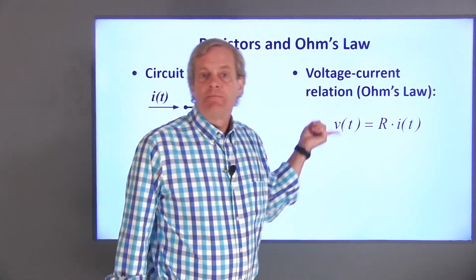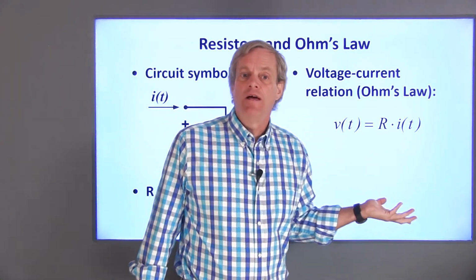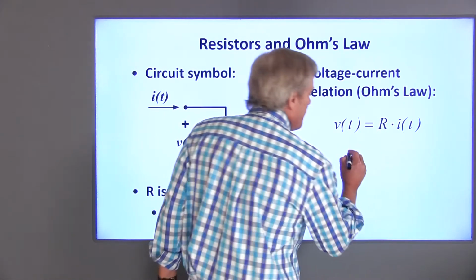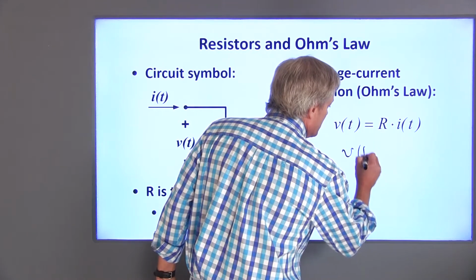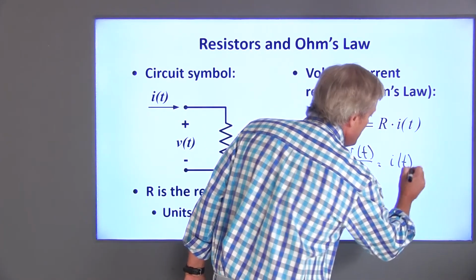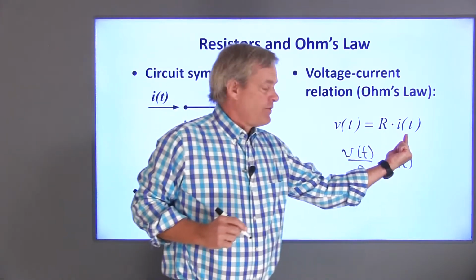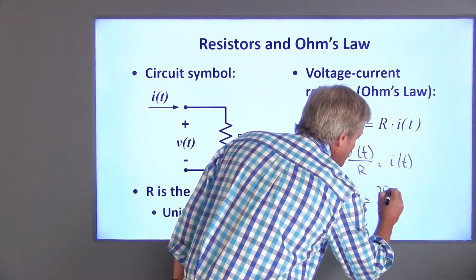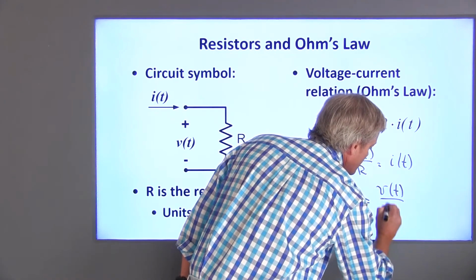This relationship can be rearranged in a couple of common ways. If we divide both sides by the resistance, R, we get V of t over R is equal to the current, I of t. And if we divide both sides by I of t, we find that R is the ratio of V of t to I of t.